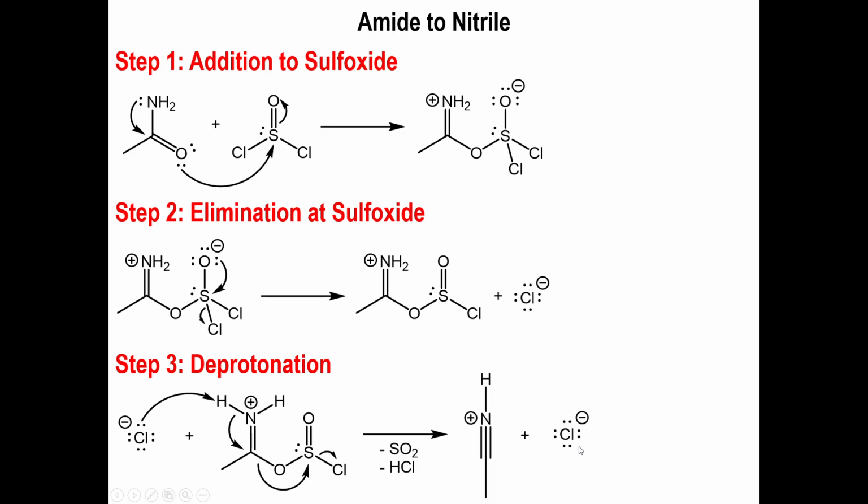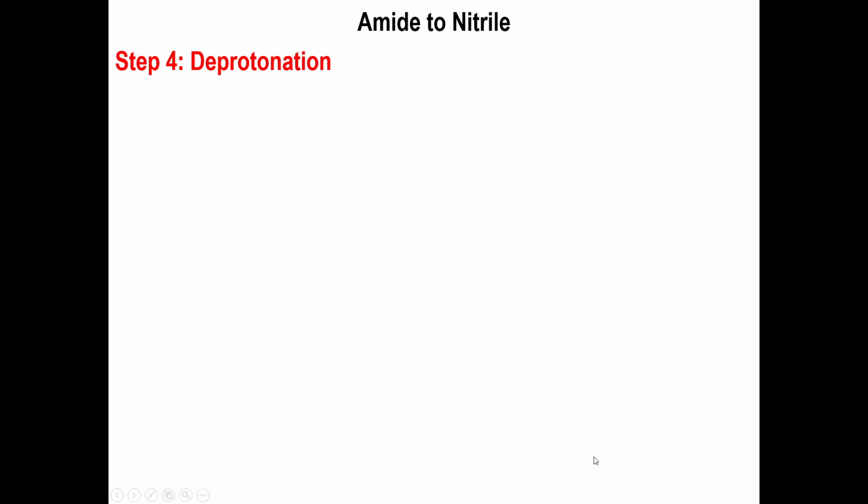So this will ultimately produce sulfur dioxide, which once again is a gas. You'll have HCl that's also present in there. But then you have protonated nitrile, which will be deprotonated by Cl to form another equivalent of HCl in the process and produce nitrile. So this is a pretty cool method of making nitriles directly from amides altogether.